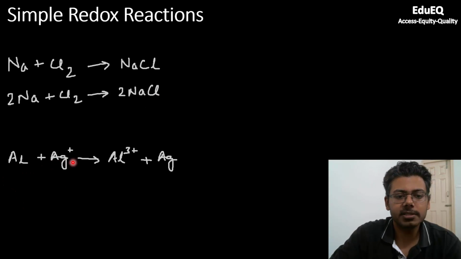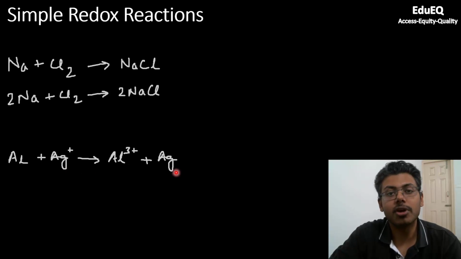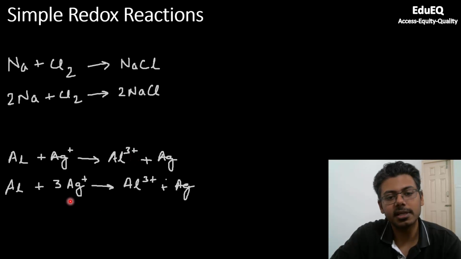Another example, a little bit more complex. Aluminium plus Ag+ will convert to Al3+ plus Ag. So here you have to also balance the atoms and you have to also balance the charge. You see there is a charge imbalance. Here there is only plus 1, and here you have plus 3. So the first step will be, let us try to balance the charge. If you balance the charge, you have to multiply silver ion by 3, and now here it becomes plus 3, here also it's plus 3.